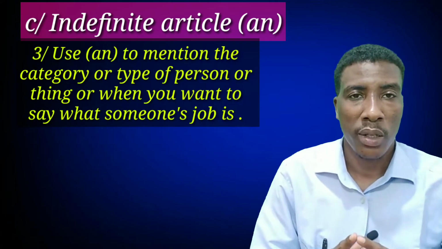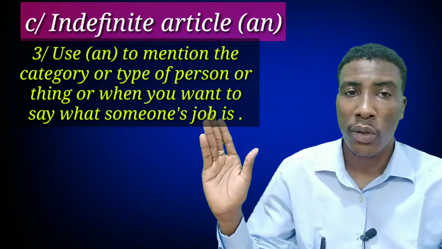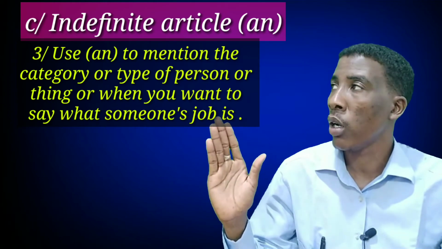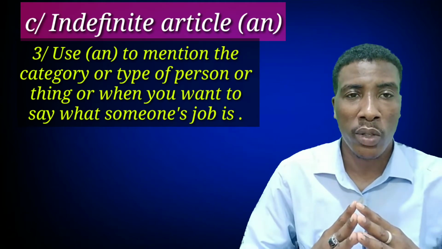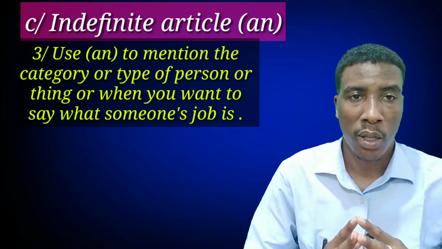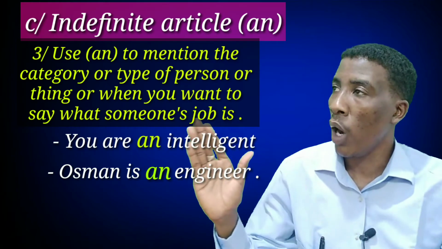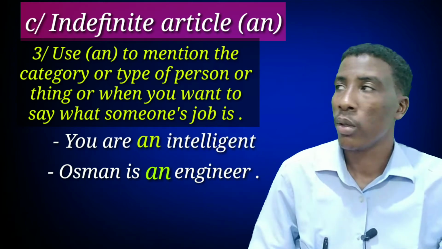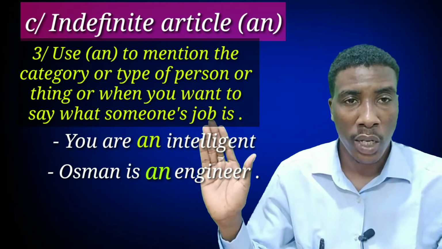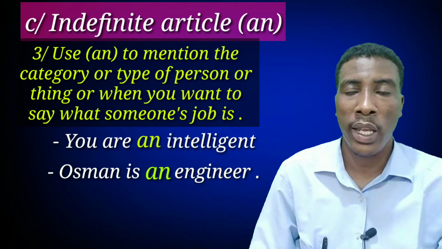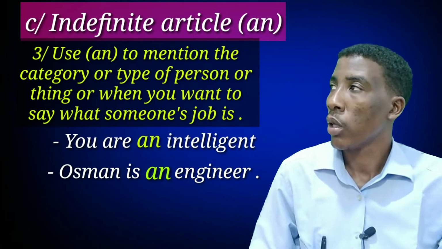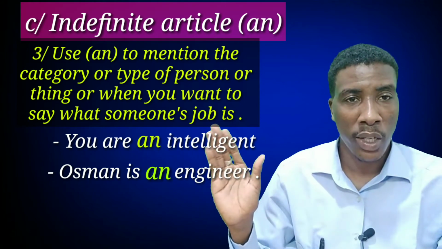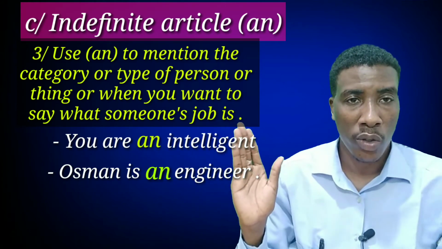Rule number 3, use an to mention the category or type of person or thing, or when you want to say what someone's job is. For example, you are an intelligent. Usman is an engineer. So in here, an intelligent is the type of person, and an engineer is Usman's job.